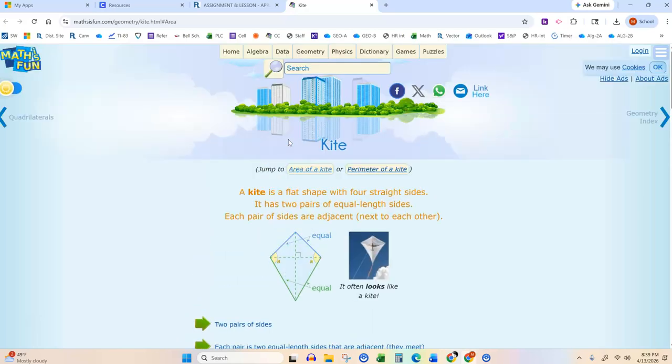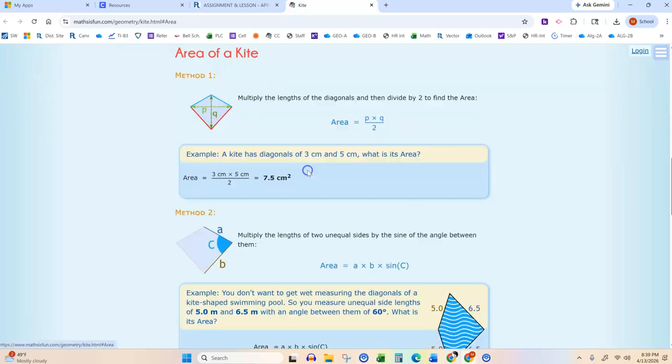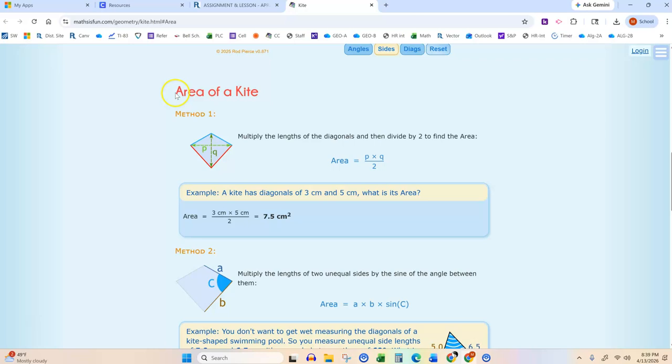Your area of the kite, this is the website, but if you scroll down a little bit, you'll see that the area is right here. Basically, what it's telling us to do is multiply the lengths of diagonals and then divide by 2 to find the area. So we need to find the distance here, which is a diagonal, and that diagonal, not the side, but the diagonals. Very important. So make sure you read this and understand it. Then once you get those, you multiply them out and divide by 2.